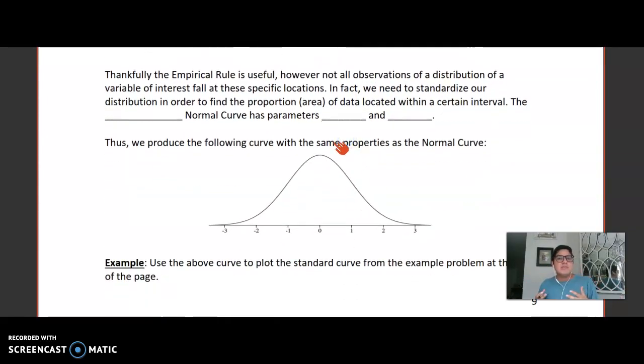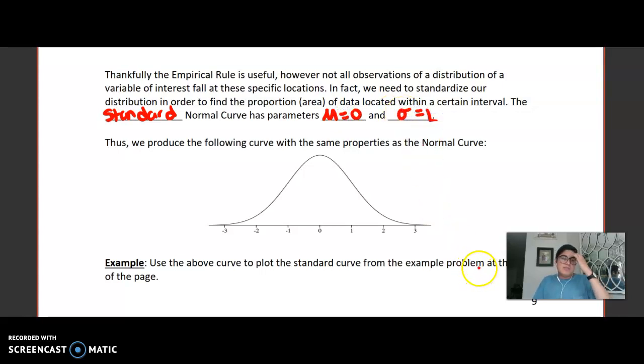However, not all observations of a distribution of a variable of interest fall at these specific locations. In fact, we need to standardize our distribution in order to find the proportion, or the area, of data located within a certain interval. So when we standardize to a z-score, we are going to use, quite literally in the name, the standard normal curve. And this happens where mu is 0 and sigma is 1.